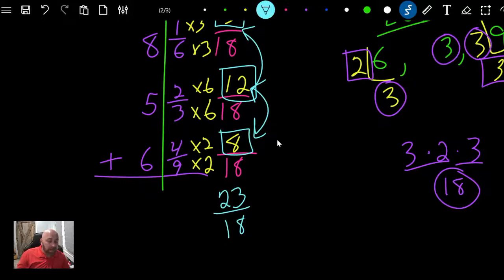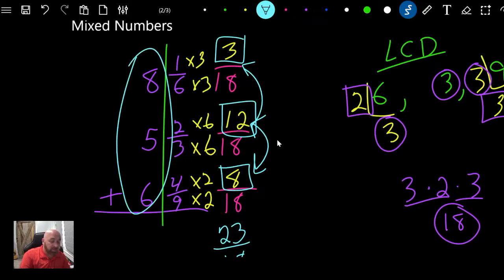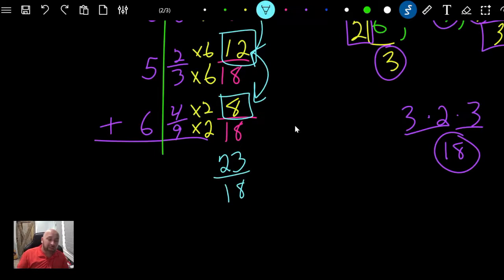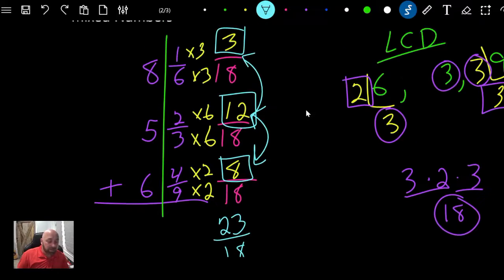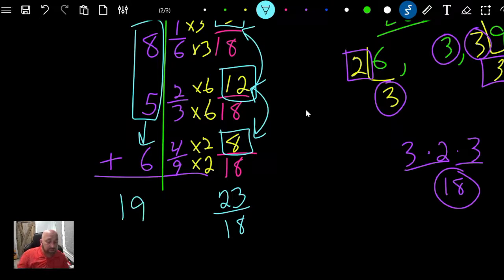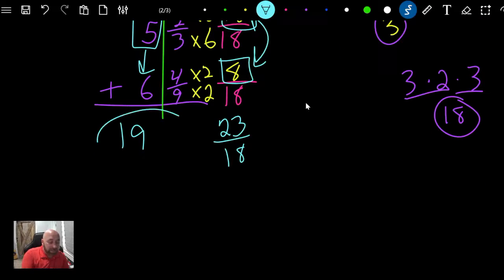And now I have to deal with these guys right over here. You could also, if you want to right now, simplify this fraction. I think I'll wait to simplify the fraction. I'll just go ahead and add these together. So 8 plus 5, that's 13, plus 6 is going to be 19. So my answer is 19 and 23 over 18.